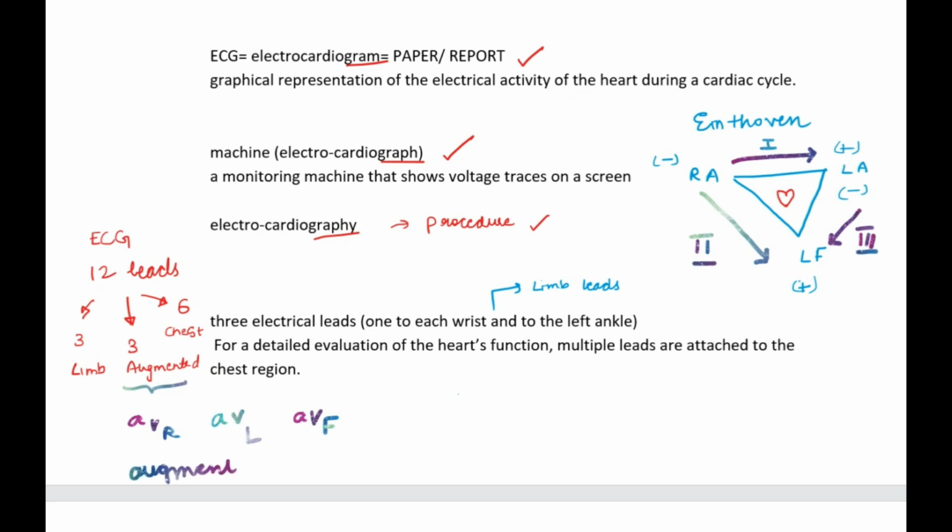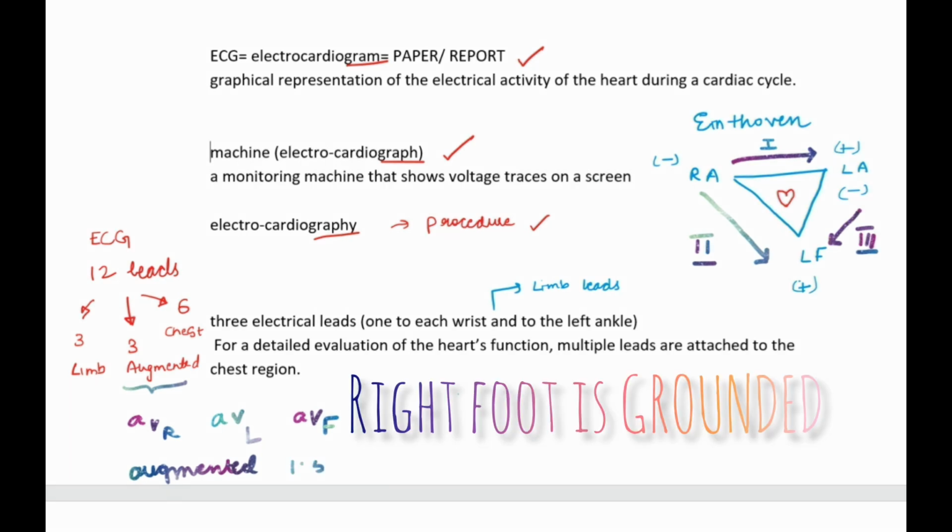So there's one limb left, isn't it? The right foot is left here. What is the right foot's activity? It is not connected to any of the terminals or leads. Instead, it is connected to the earth. It is grounded to prevent electrical shock and to neutralize the charges. That's why we leave one limb as a safety function.